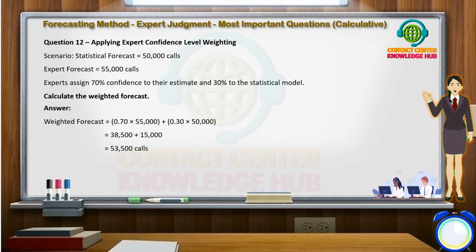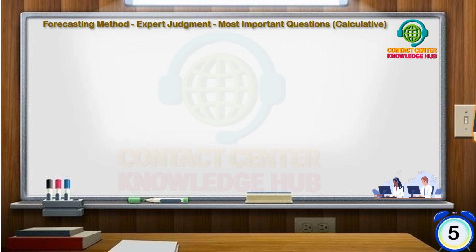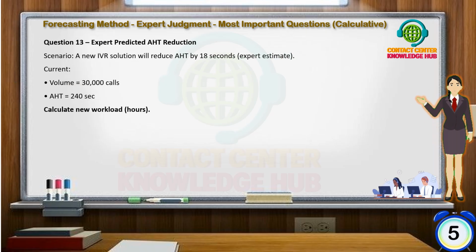Key takeaway. Confidence weighting is a best practice when both the model and experts have value. It blends data-driven forecasting with business reality in a controlled, transparent way. Let's see question 13. Expert predicted AHT reduction. Here's the scenario. Experts estimate that a new IVR solution will reduce average handle time, or AHT, by 18 seconds. Current inputs are volume is 30,000 and AHT is equal to 240 seconds. Calculate new workload in hours. Think for a moment.